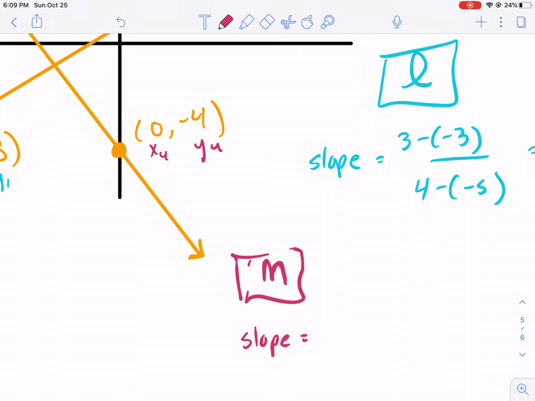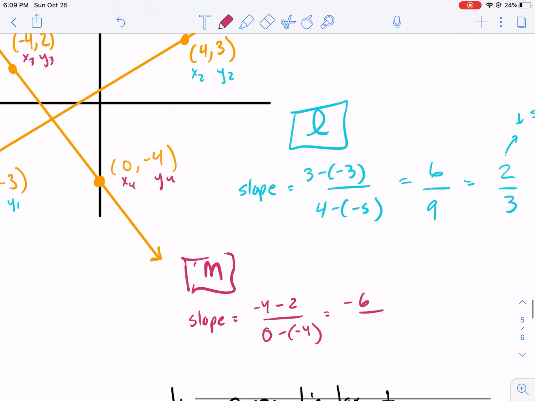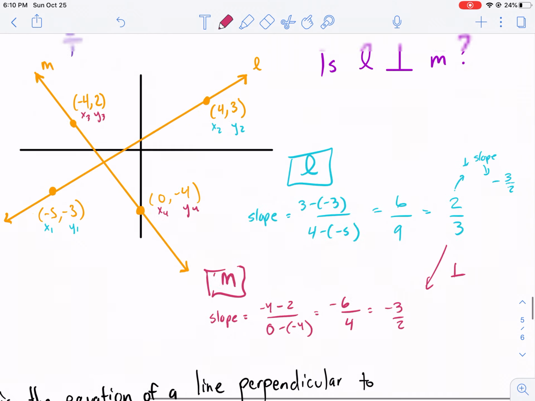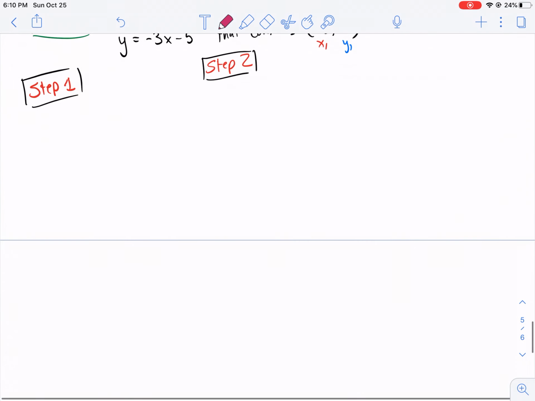So we have slope equals our Y4, negative 4, minus Y3, 2, over X4, 0, minus X3, negative 4. Okay, be careful with the negatives like I demonstrated. So we have negative 6 over positive 4. Okay, we have negative 3 over 2. What do you know? That's what we said was going to be perpendicular. This is the opposite reciprocal, so we have perpendicular slopes. Is L perpendicular to M? Yes. Done.